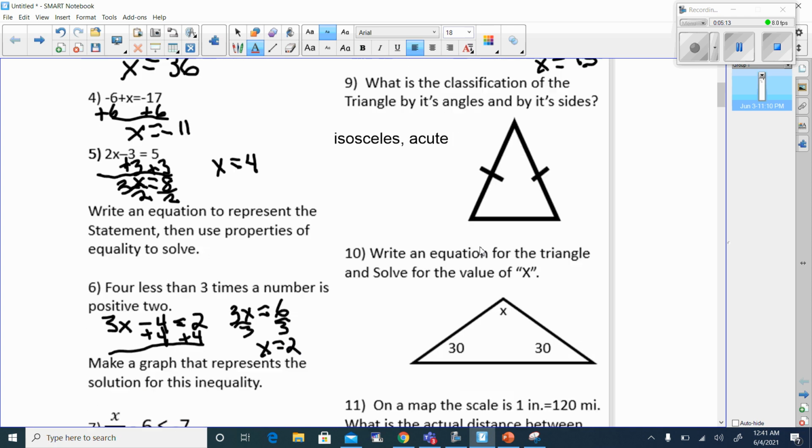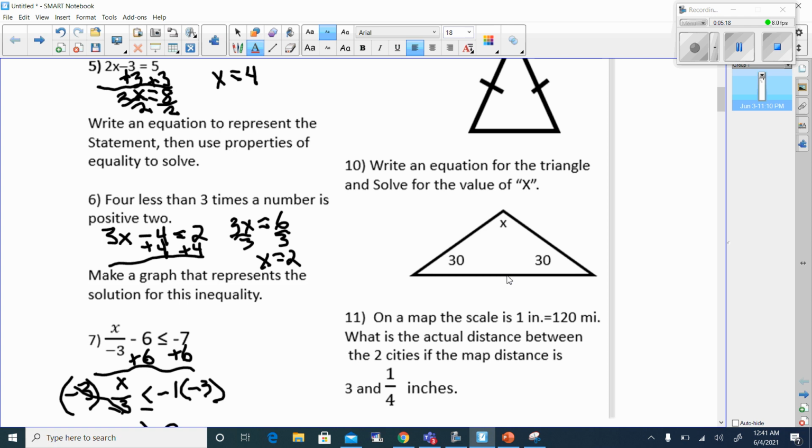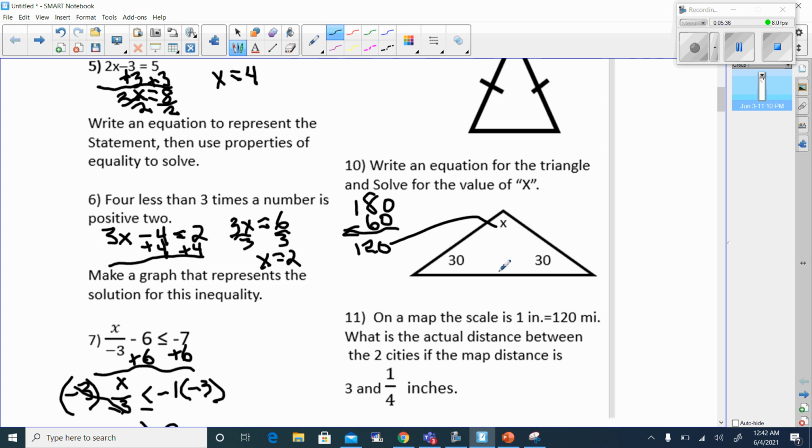All right. Write an equation for a triangle and solve this. Well, I know all triangles equal 180. This is 30 and 30 makes 60, and 180 minus 60, pretty easy. 180 minus 60 is going to leave me 120. So x has to equal 120.